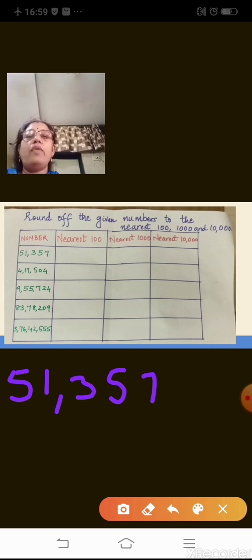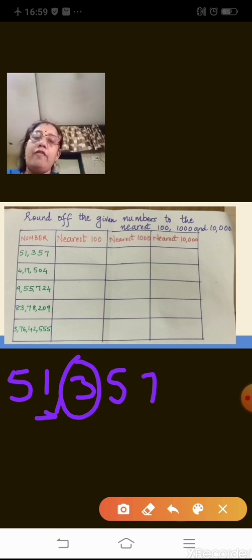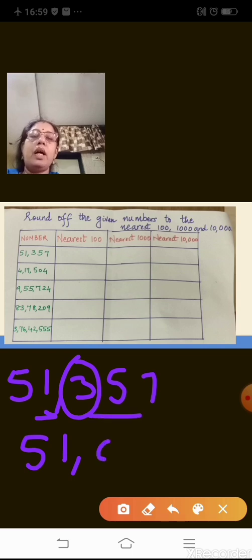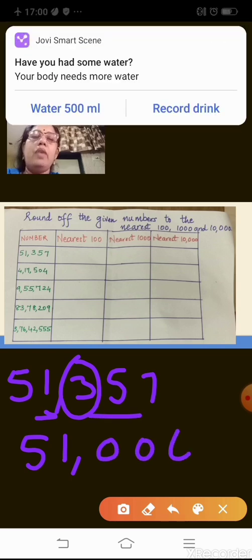51,357. Now you have to round off the number to the nearest thousand. In the thousands place it is 1, and you will see the number in the hundreds place, which is 3, which is less than 5. So your number while rounding off will remain as 51, and in the other 3 places, hundreds, tens and ones, you will put a 0.